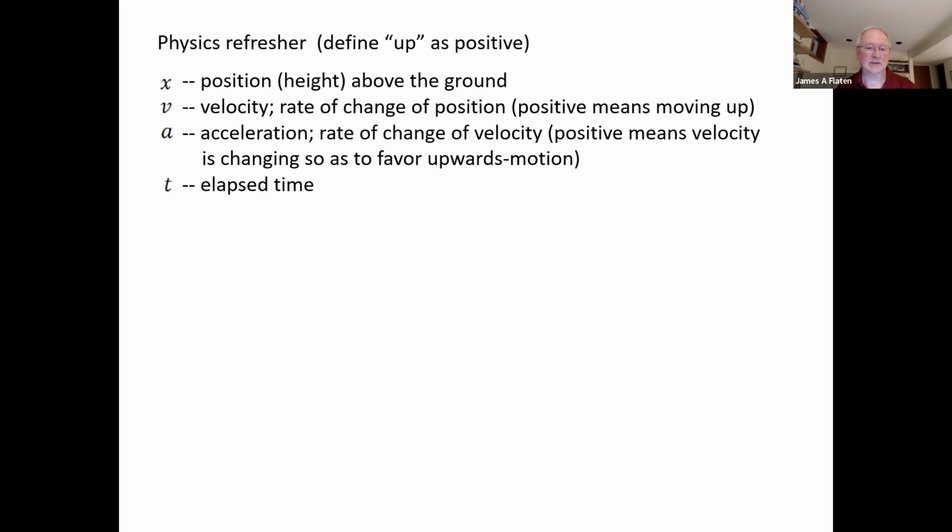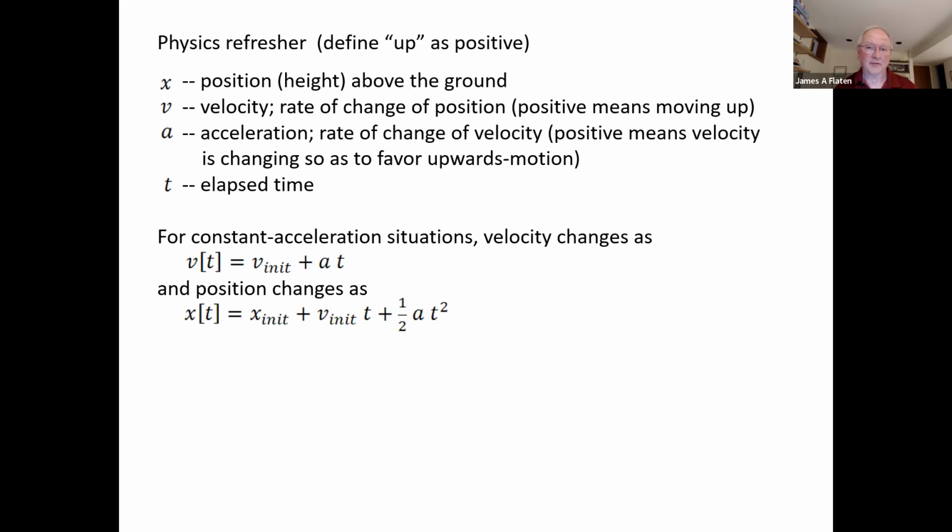Just to set up the physics of this situation, here are the variables one might use. X for position, height above the ground. Positive will be up. V would be velocity, the rate at which the position changes. Positive again means up. Acceleration A, that's the rate at which the velocity changes. And so if it changes more in the upwards direction, that would be a positive acceleration. Or if it changes more in the downwards direction, that would be a negative acceleration. T will be time.